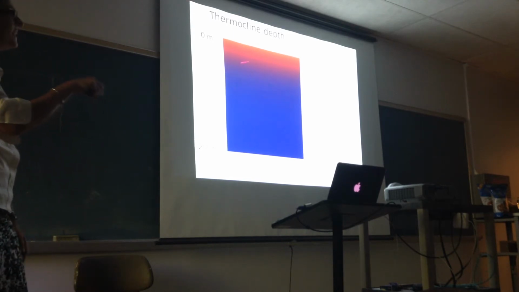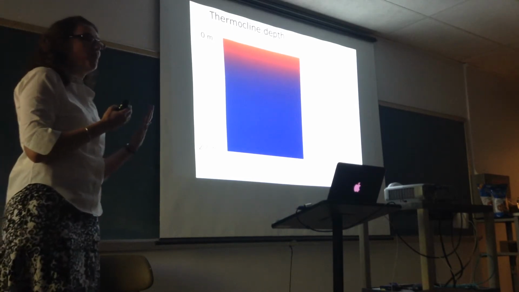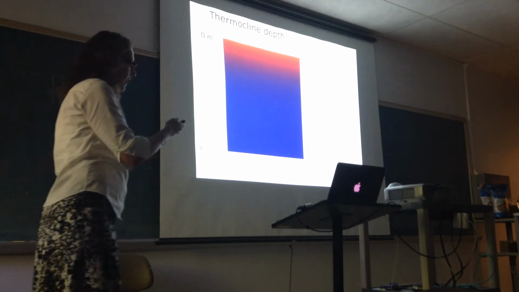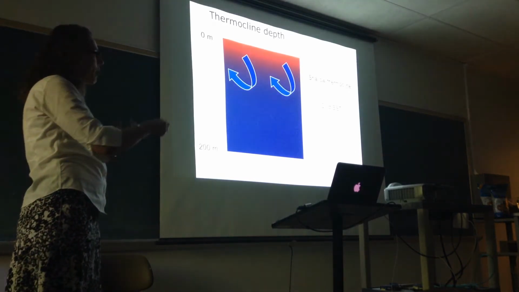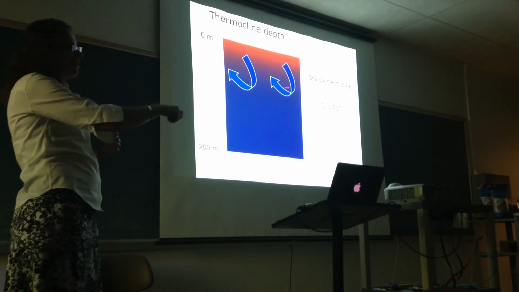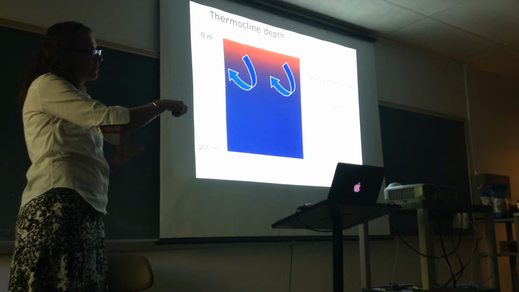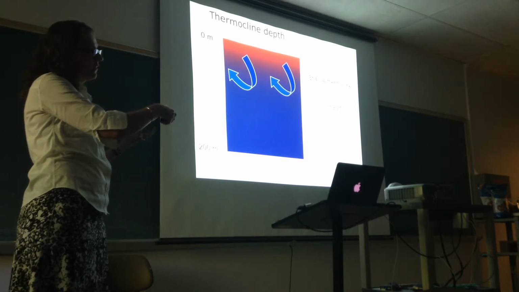I've drawn this really shallow because that's what it is in the modern California current. It's a pretty shallow thermocline. So in the modern ocean, when you have upwelling, when you blow winds across this kind of water, you're bringing up cooler water from below the thermocline up to the surface.